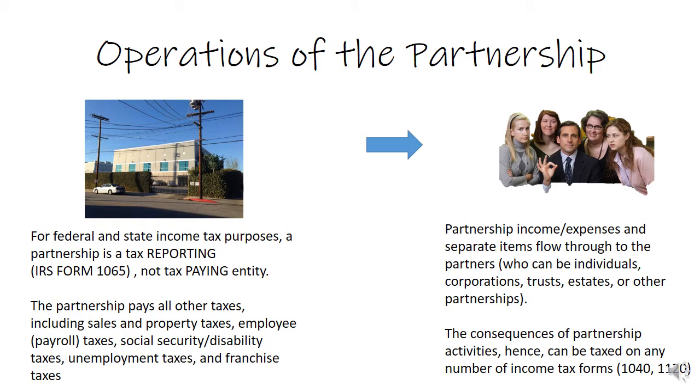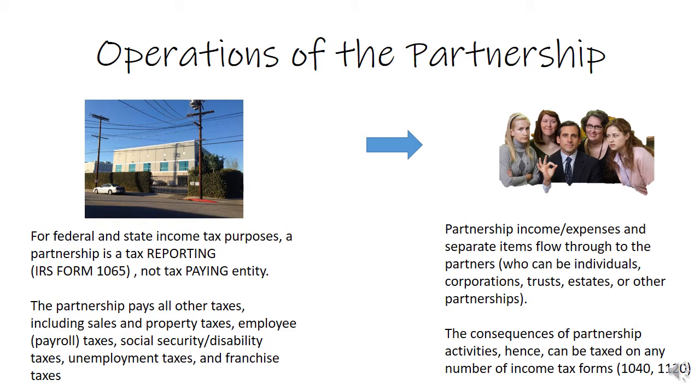Now remember, partnerships are operated based on the theory of the entity and the theory of the aggregate. As an entity, a partnership reports their information to federal and state taxation entities, but they don't pay taxes on their operations. Those taxes pass through to the aggregation of partners who comprise the partnership. The partnership is, however, responsible for all taxes that any other business would be liable for. This includes sales and property taxes, employee taxes, Social Security and disability taxes, unemployment taxes, and where applicable, franchise taxes.